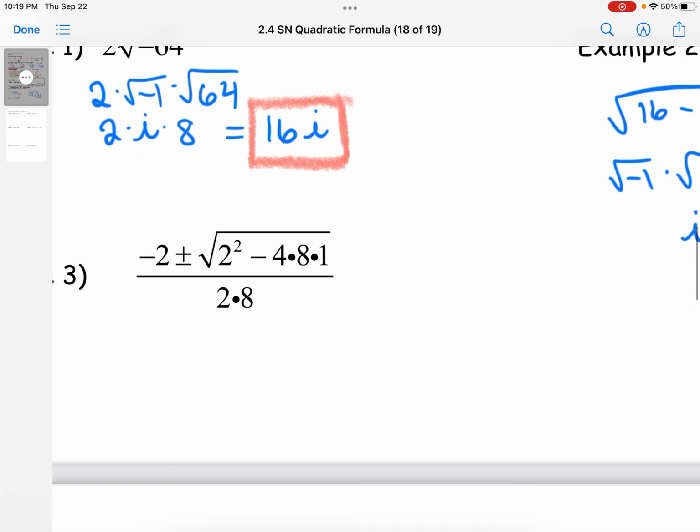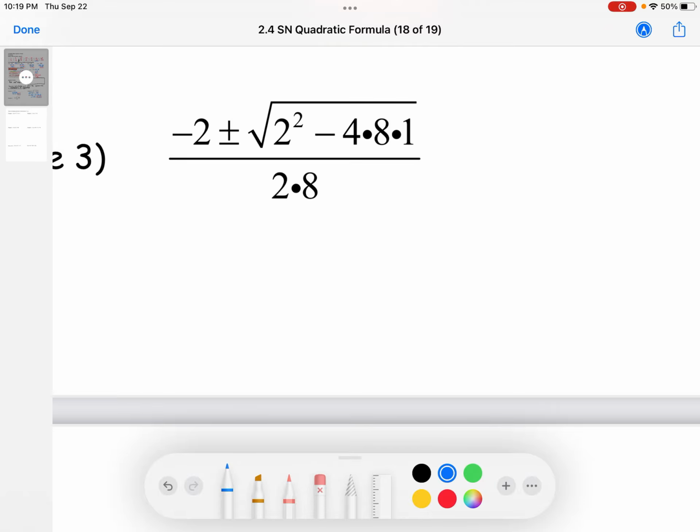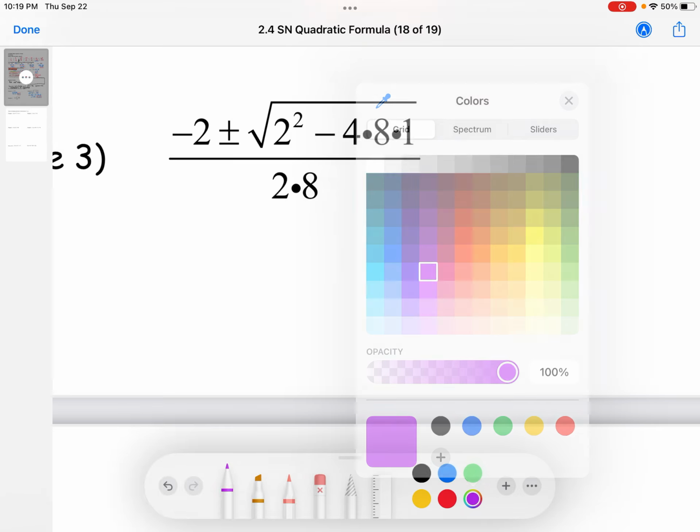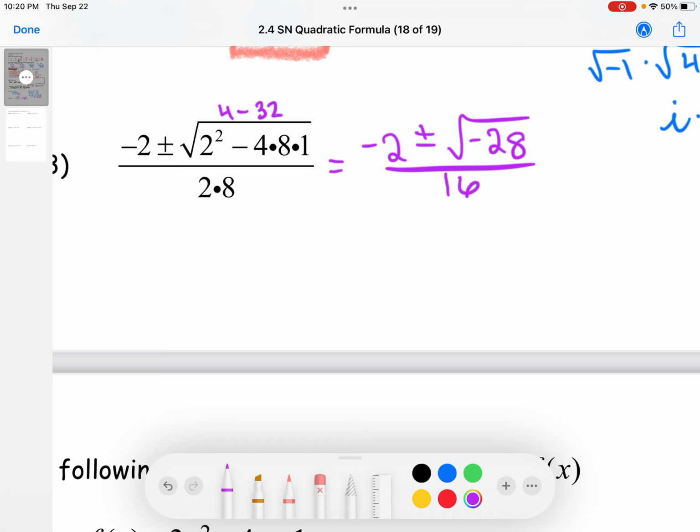Now, let's take a look at example 3. If you're looking at this format and going, man, that's something special. It is. We'll get to it after this problem. So, let's take a look at this. We need to simplify the radical. 2 squared is 4. 4 times 8. 4 times 8 is 32. So, this becomes -2 plus or minus the square root of -28 all over 16. 2 times 8.